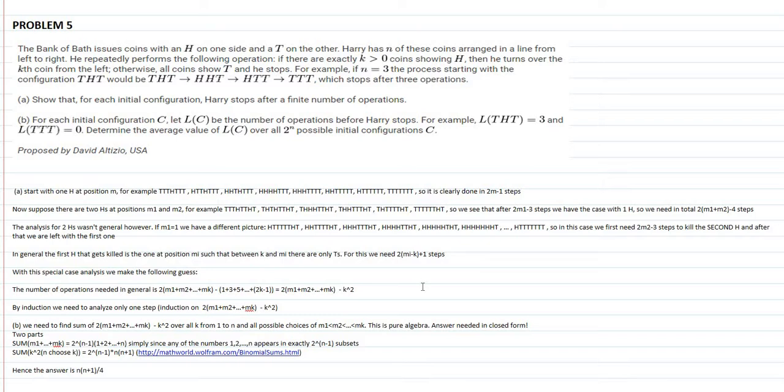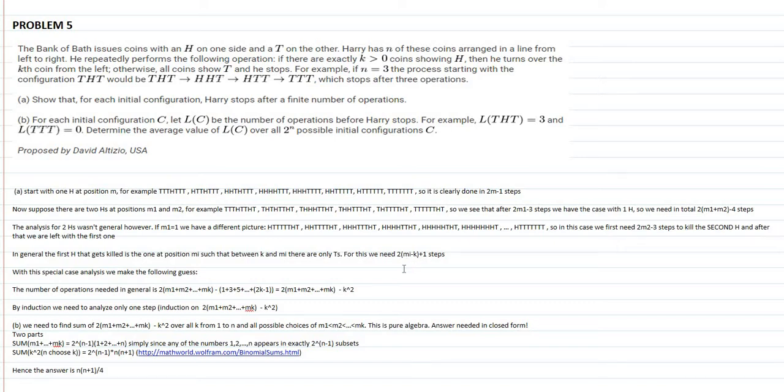Why is that? Because you see that to kill one H, you need 2 Mi minus K plus 1 steps. But after that, you will actually have K minus 1 H's, and then you will have the same formula with a different Mi, of course, but instead of K, you will have K minus 1.